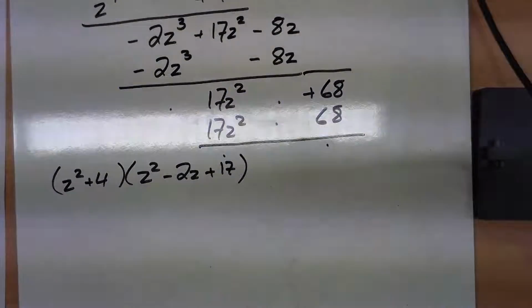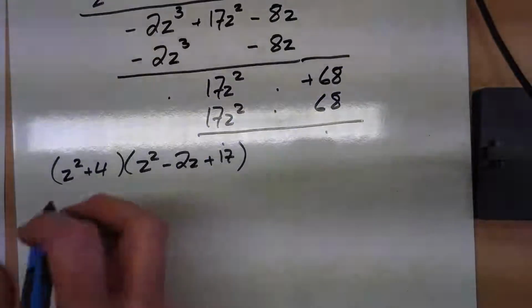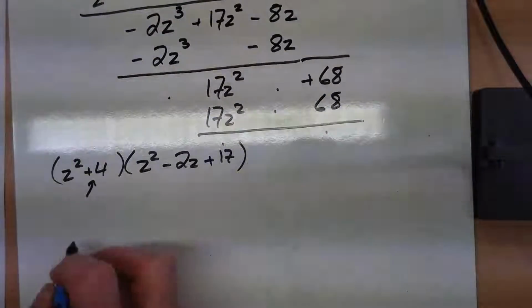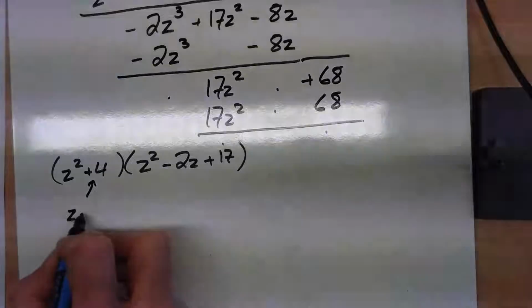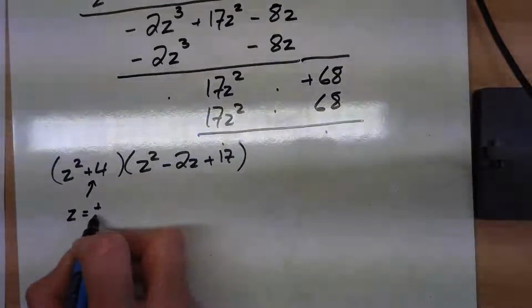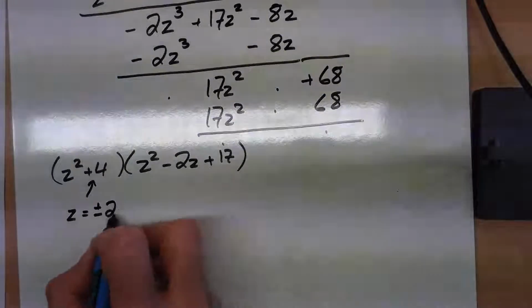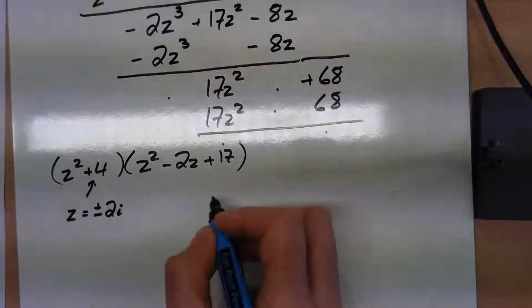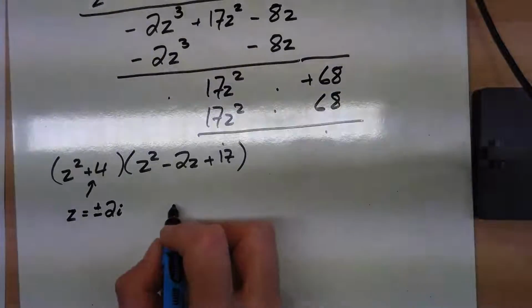What does it say do next? It says solve it. So we've got two answers from this one here, and that's going to be z equals plus or minus 2i. And we're going to have to do the quadratic formula for that one there.